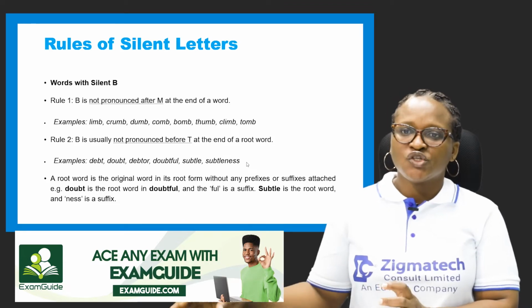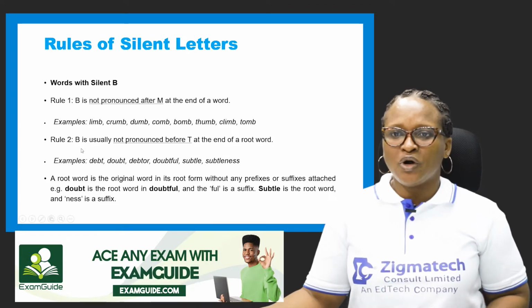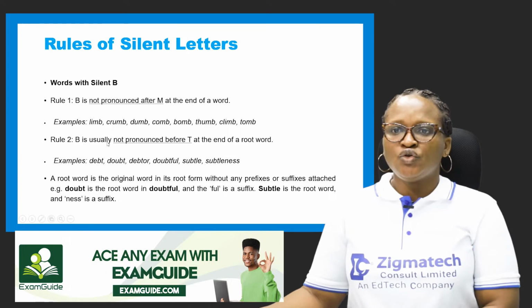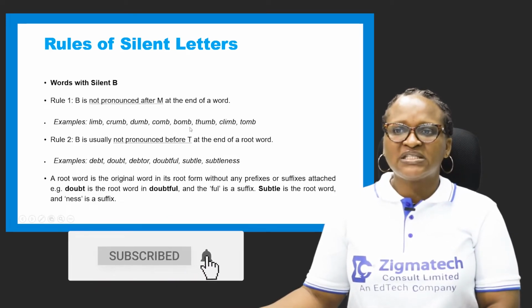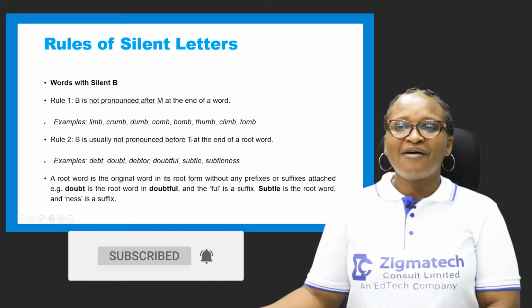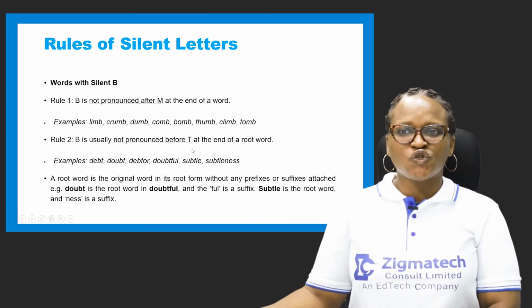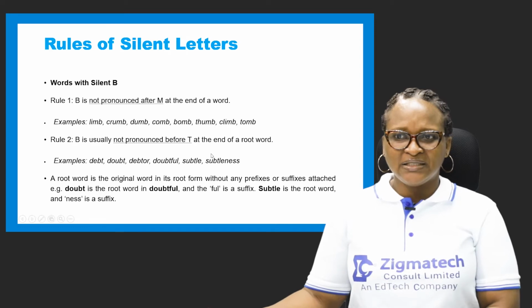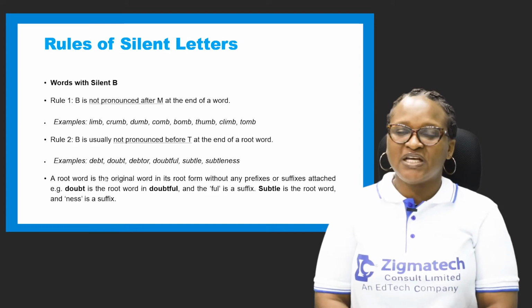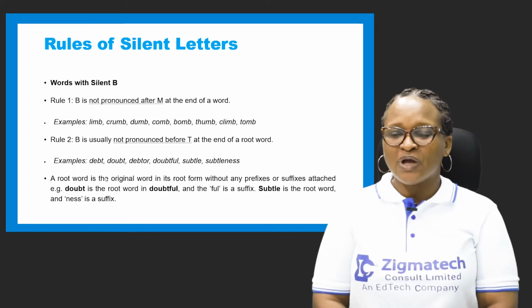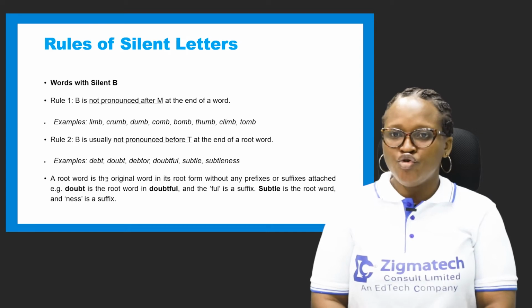So rule number 2 under the letter B: it is usually not pronounced before T. If I have the letter B and a T subsequently at the end, the B will not be pronounced. Look at this word, debt. Some people say depth. I'm owing a depth? No, rather you're owing a debt.